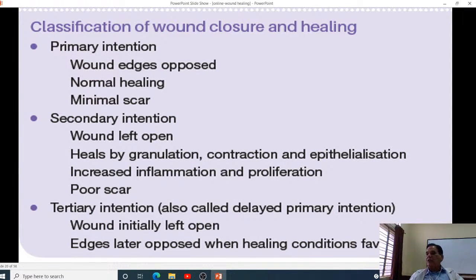So, what is the classification of wound closure? How do you classify? We already considered primary intention, secondary intention, tertiary intention. Primary intention: apposition, normal healing, minimum scar. Secondary intention: wound left open, healing by granulation and associated poor scar. So secondary intention should never be attempted. If sometimes it is inevitable, that is different. Our aim is tertiary intention. It is called delayed primary intention. That means we are deliberately delaying the wound closure so that the wound is in a better state. You are approximating the wound at a later stage.